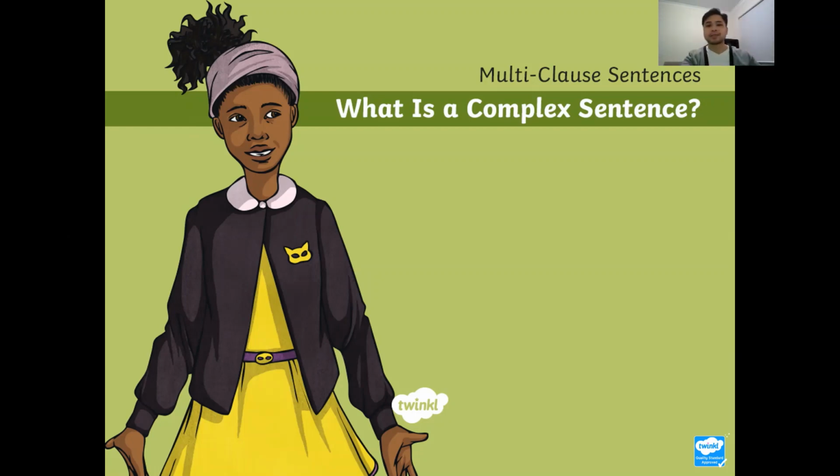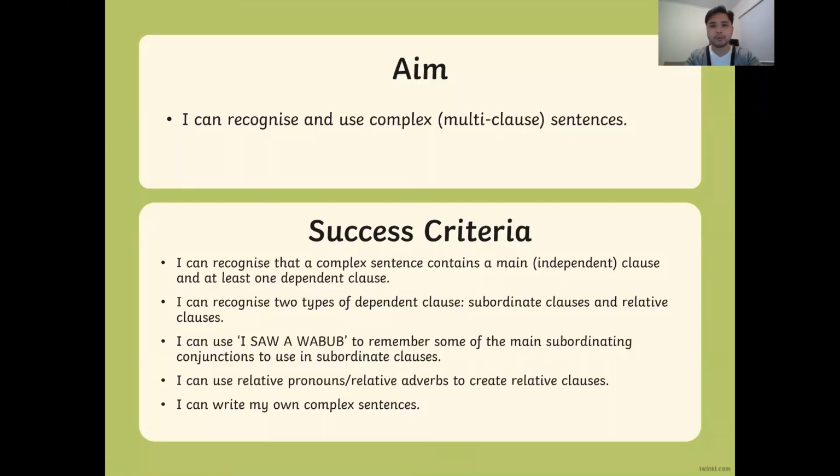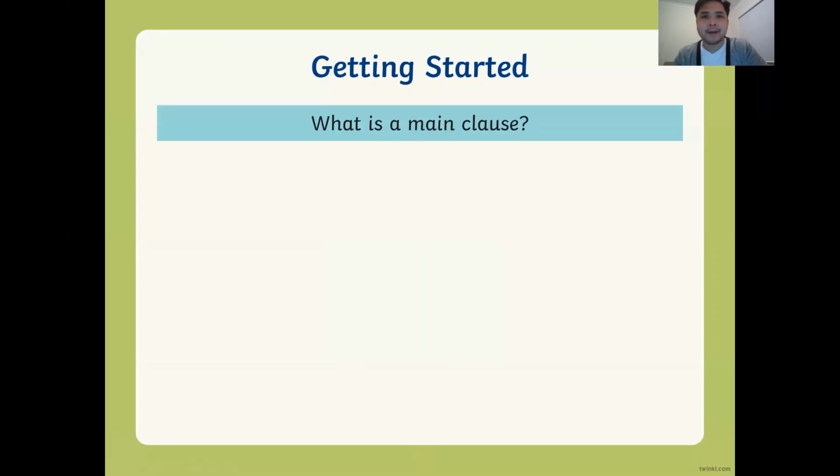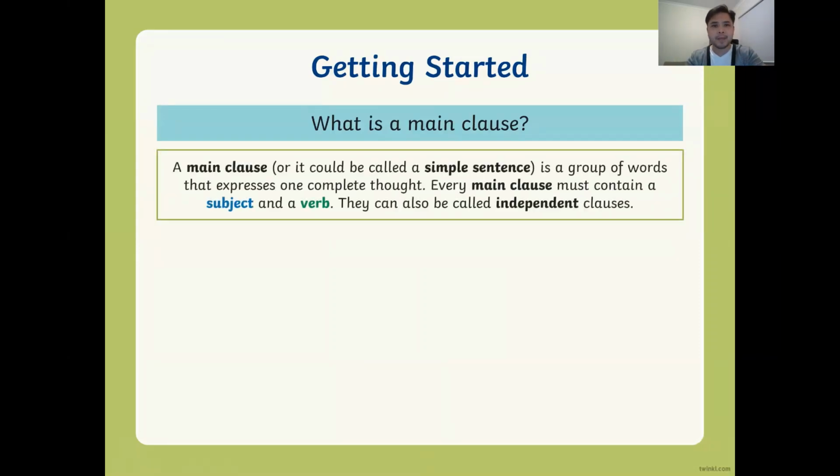Anyways, let's get started. What is a complex sentence? I'll read through it for you guys. All right, getting started. What is a main clause? A main clause, or it could be called a simple sentence, is a group of words that express one complete thought. Every main clause must contain a subject and a verb. They can also be called independent clauses, but let's not worry about independent clause. Let's just call it main clause or simple sentence, okay?